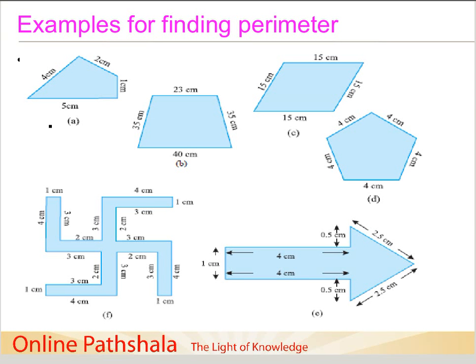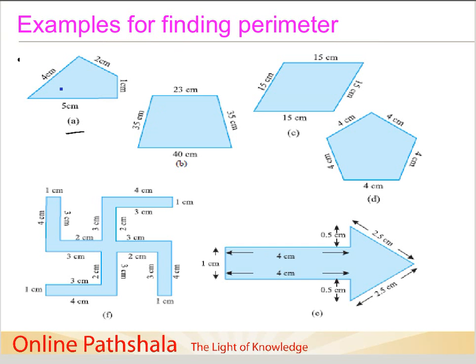Okay, so in this video we are going to find out the perimeter for the objects that are given below. And just to reiterate, perimeter is the length along the boundary of a closed object. So now let us start with this example A.